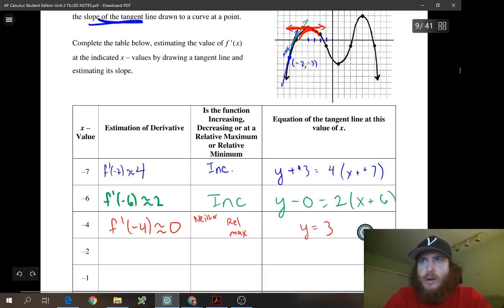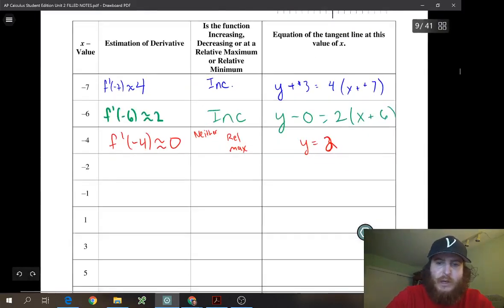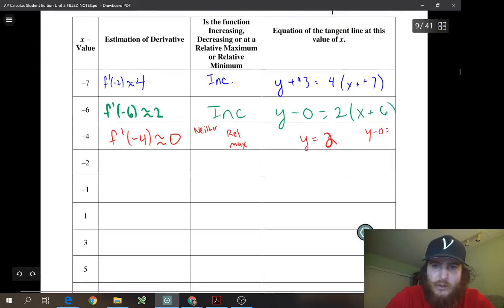There's no x, because it's a horizontal line. Horizontal lines are always written as y equals or x equals. You could have done y minus 2 equals 0 times x plus 4, but that would simplify to y equals 2.